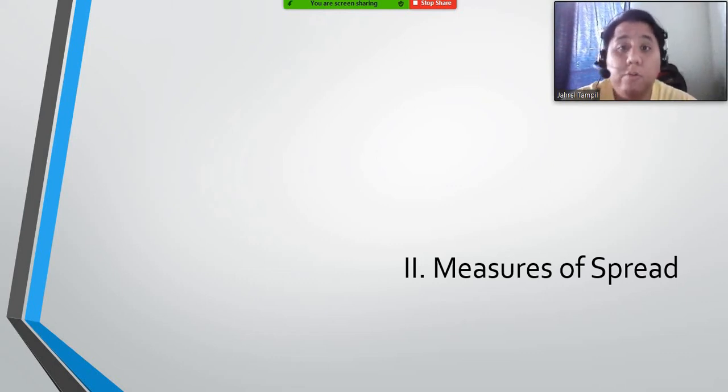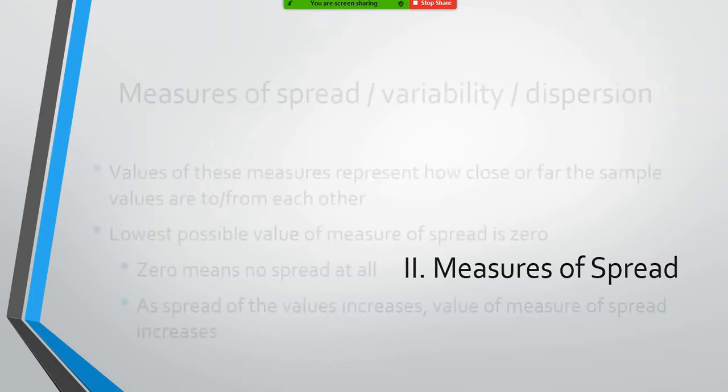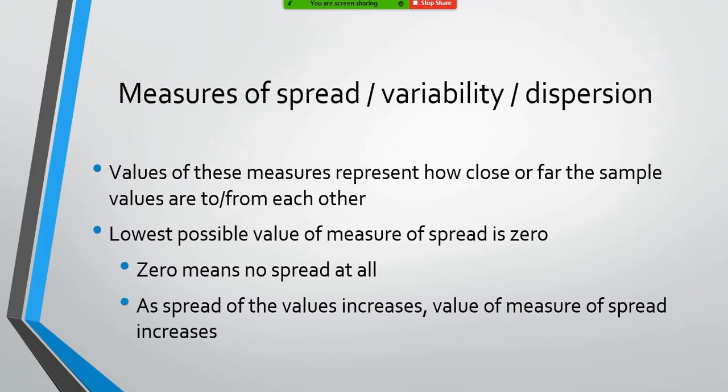In this video, we're going to talk about another numerical description of our data, which is the measures of spread. Measures of spread, variability, dispersion, or variation, these values represent how close or far the sample values are to or from each other. The lowest possible value of a measure of spread is 0 because that would mean there's no spread at all. And as the spread of the values increases, the value of the measure of spread would also increase.